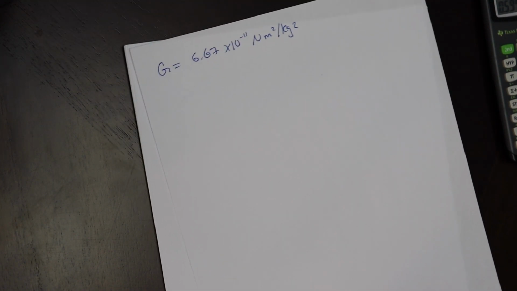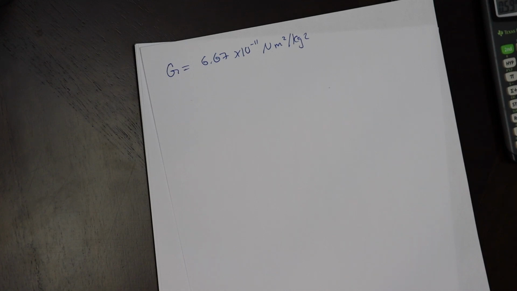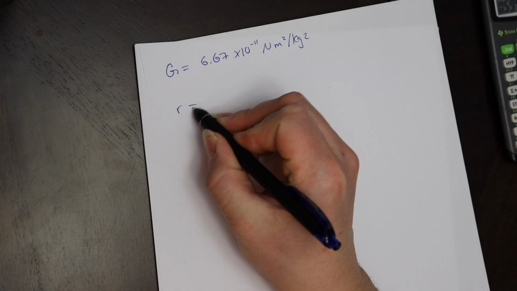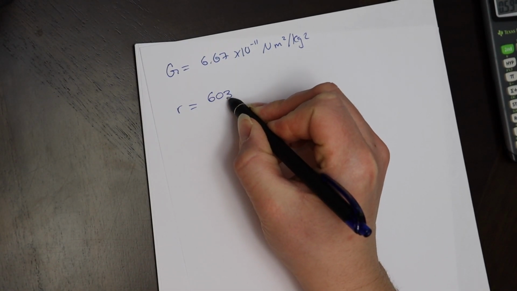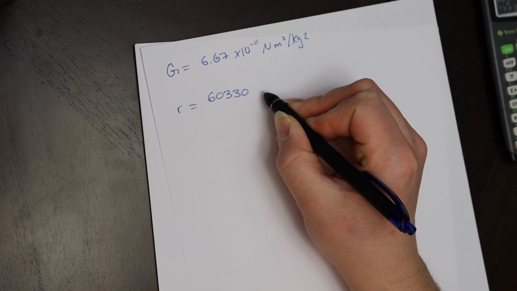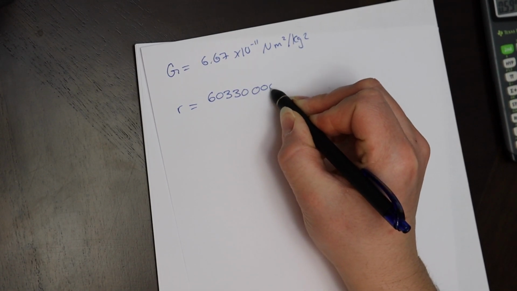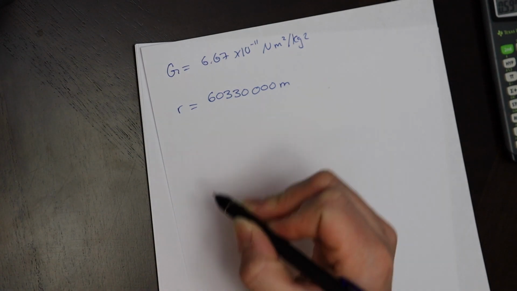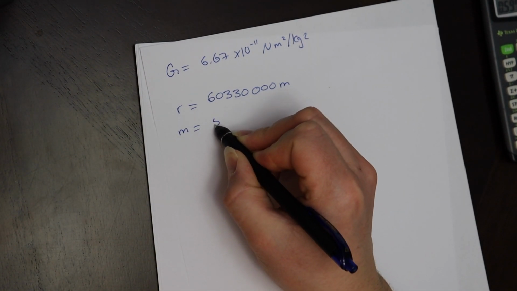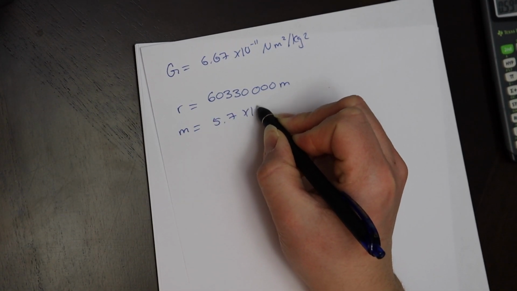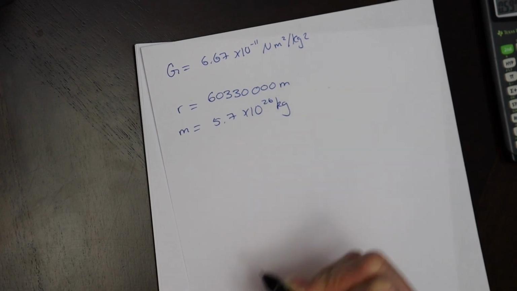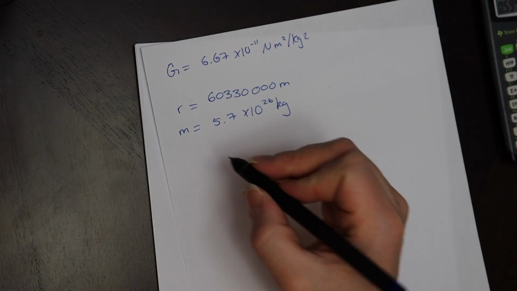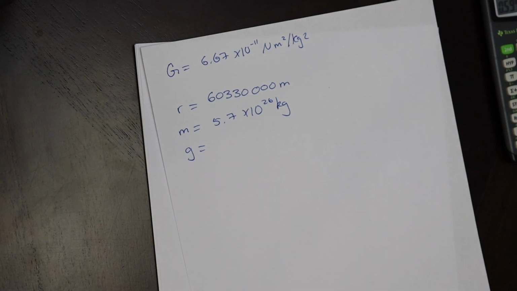All right. Number one from assignment 2 says Saturn has a radius of 60330 kilometers. I'm going to change it to meters right now, so times by 1,000 meters. And a mass of 5.7 times 10 to the 26 kilograms. Calculate the strength of its gravitational field. So basically, what is the gravity on Saturn?